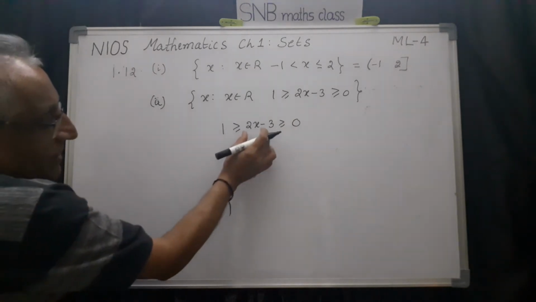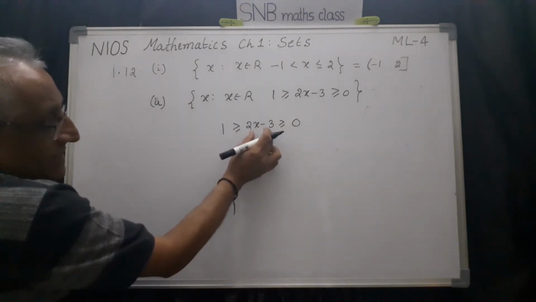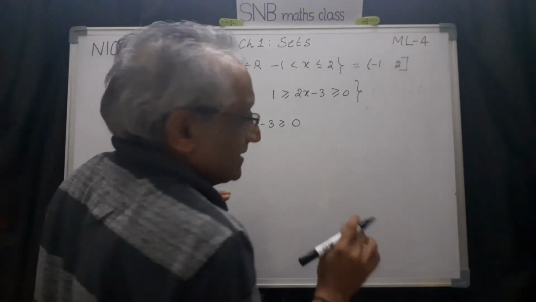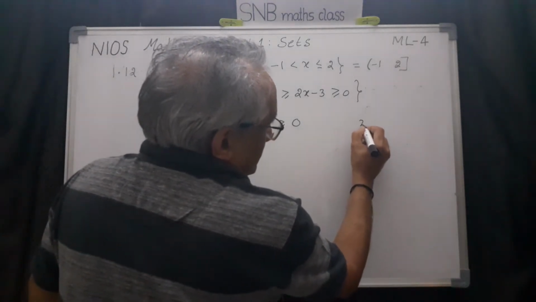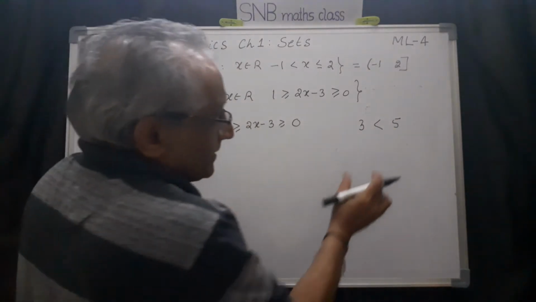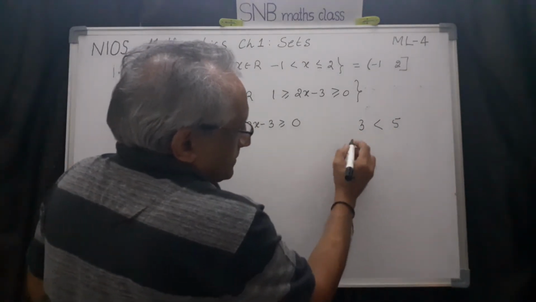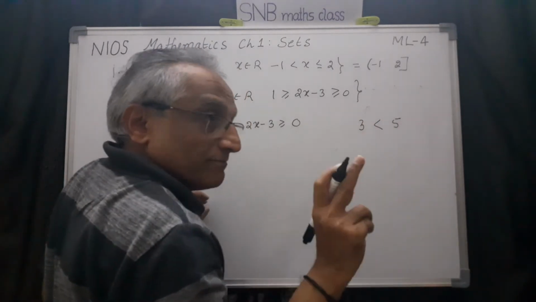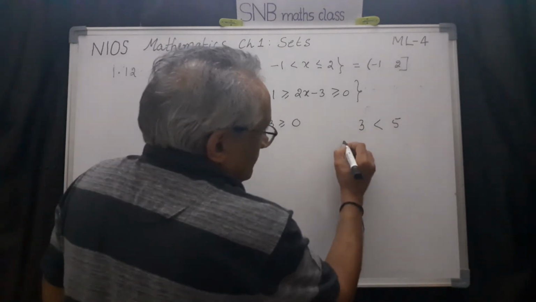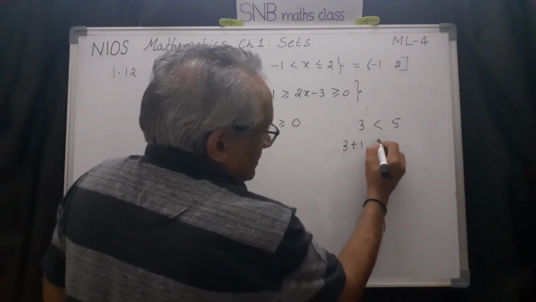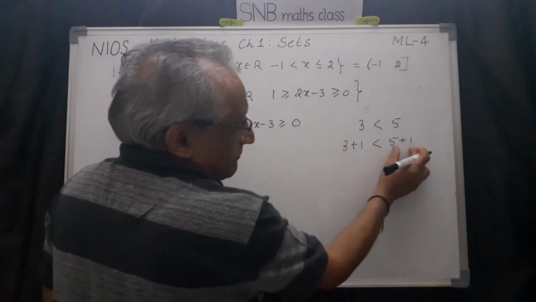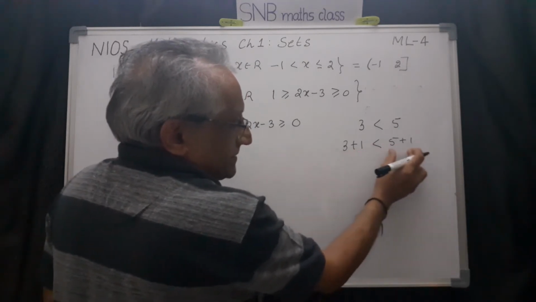So here I want only x. Therefore what I have to do is add 3 throughout. See, this is the idea we should have. See, 3 is less than, for example, 5. Now for this inequality, suppose you add any same number both sides, still inequality will be valid. For example, 3 plus 1 is less than 5 plus 1. You can check 3 plus 1 is 4, 5 plus 1 is 6. 4 is less than 6.